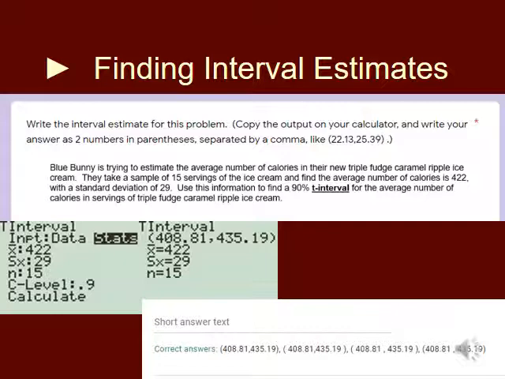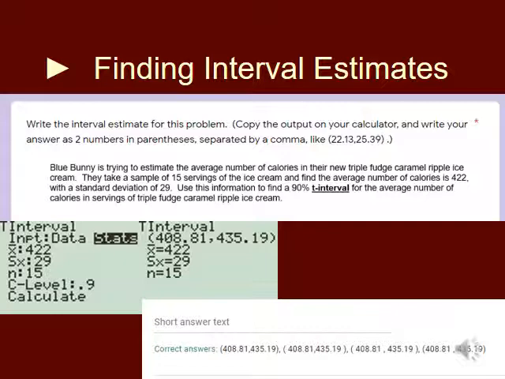So this problem says Blue Bunny is trying to estimate the average number of calories in their new triple fudge ripple ice cream. They take a sample of 15 servings of the ice cream and find the average number of calories is 422 with a standard deviation of 29. Use this information to find a 90% t-interval for the average number of calories in a serving of triple fudge caramel ripple ice cream.